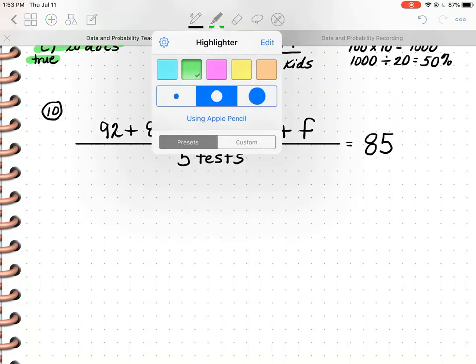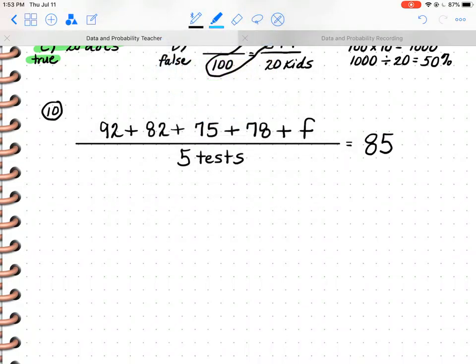My first task is to add up the points he already has. So let's see where he is in terms of points that are already his. So we're going to say 92 plus 82 plus 75 plus 78 equals 327. So he already has that many points in his favor.